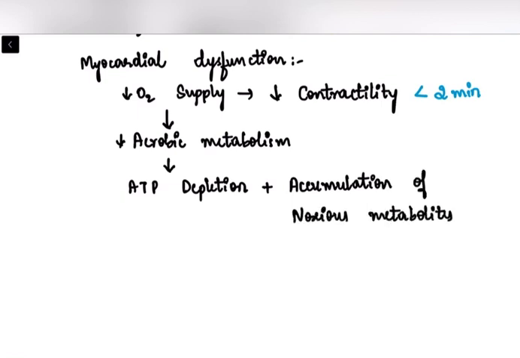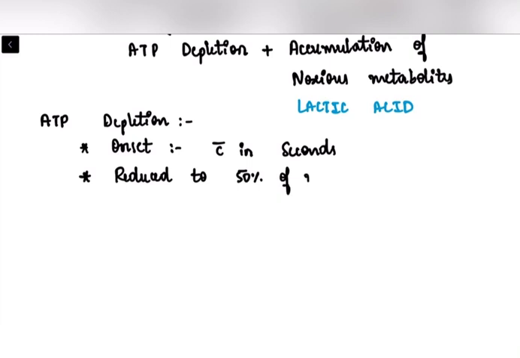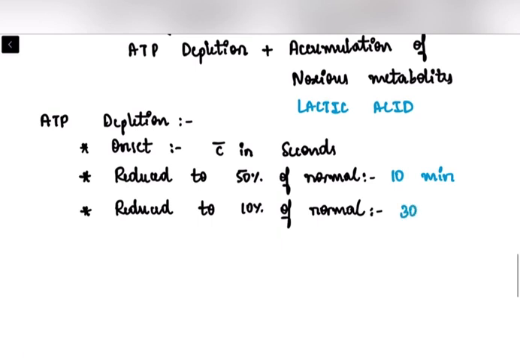The ATP depletion starts within seconds of onset of ischemia, and ATP is reduced to 50% of its normal value within 10 minutes of onset of ischemia, and it is reduced to 10% of normal value within 30 minutes of onset of ischemia. So all these events that occur within the 30 minutes of ischemia are potentially reversible by reperfusion therapy. Reperfusion is by putting a stent or coronary bypass surgery.